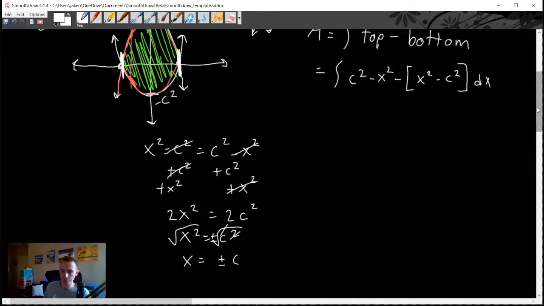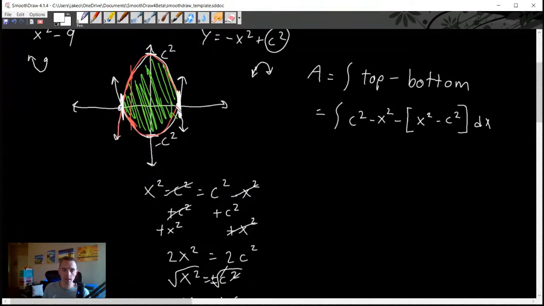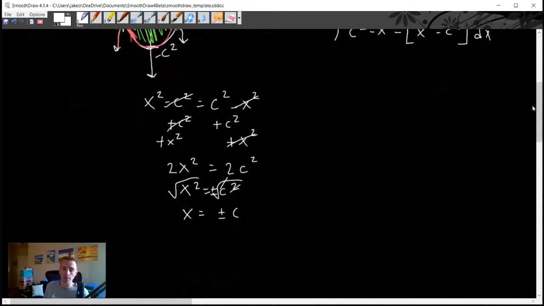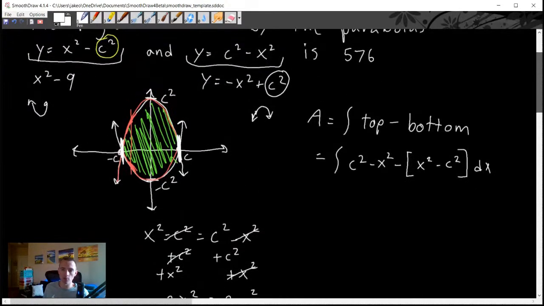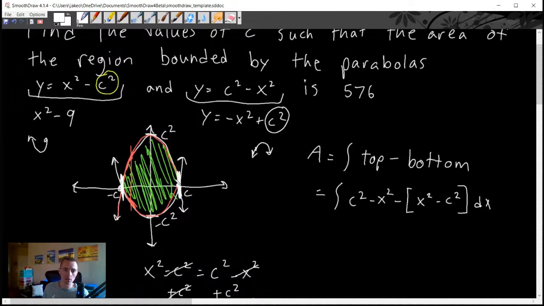So basically, this point right here is positive c, and this point right here is negative c. That was important: when you take the square root of both sides of an equation to solve for a variable like this, you do need to take the positive and negative square root in order to account for both of those. So basically what that tells us is that the left edge of this region is negative c, so that's going to be our lower bound, and the right edge of this region is positive c, so that's going to be our upper bound.